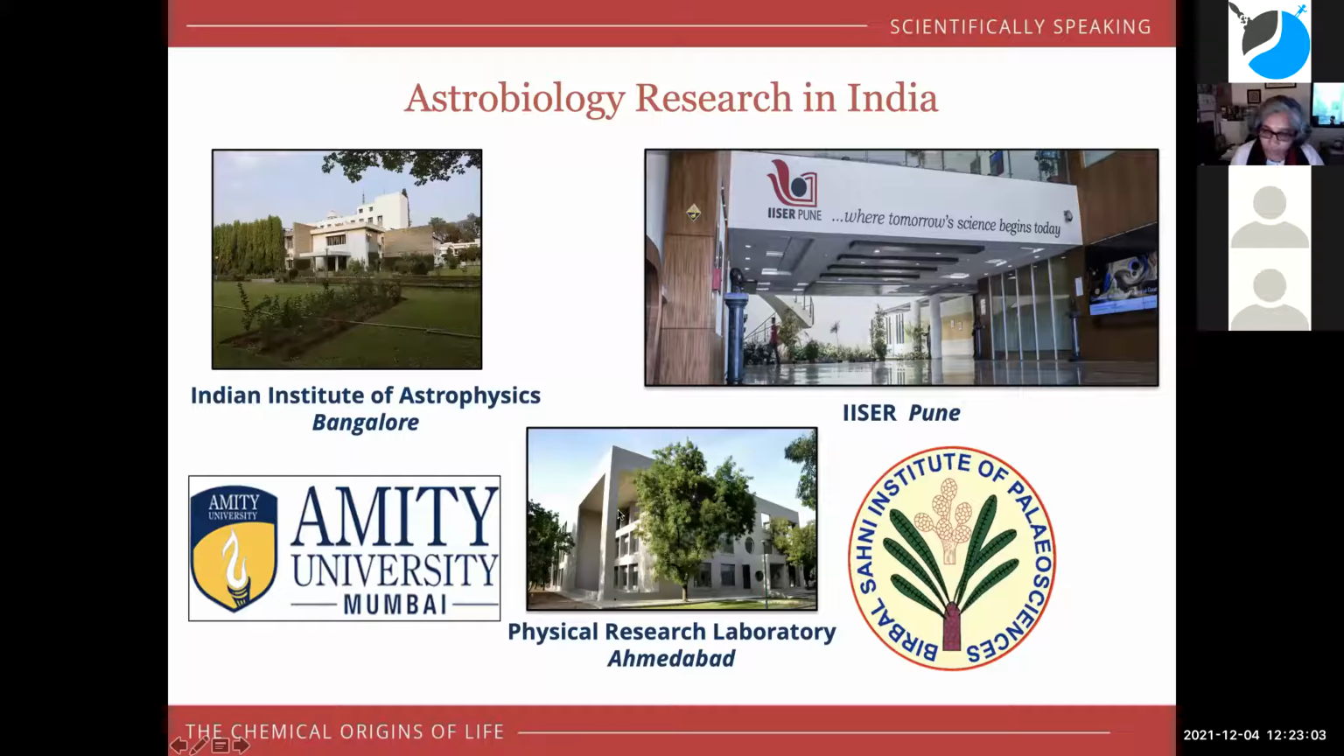Then you have colleagues from Physical Research Laboratory who are also working on planet formation, which is extremely important if you want to understand why certain planets went on to harbor life versus certain others that did not. And more recently, a very dear friend has started the Amity Center of Excellence in Astrobiology in Vashi campus. And yeah, a lot of fun times for astrobiology research in India.